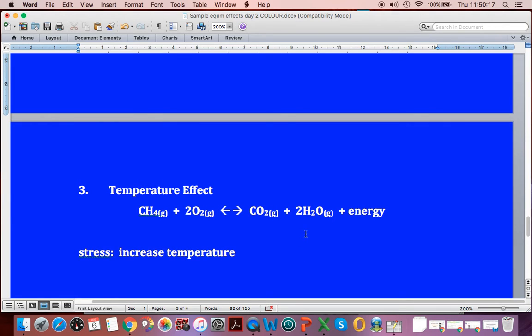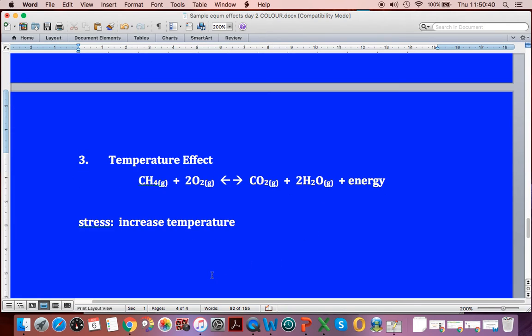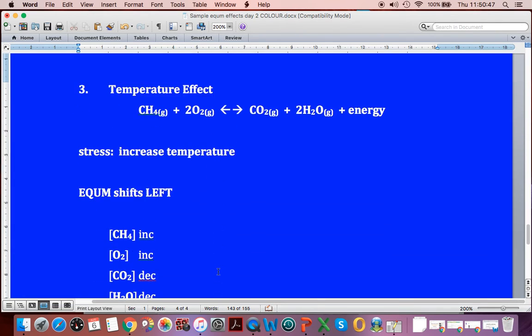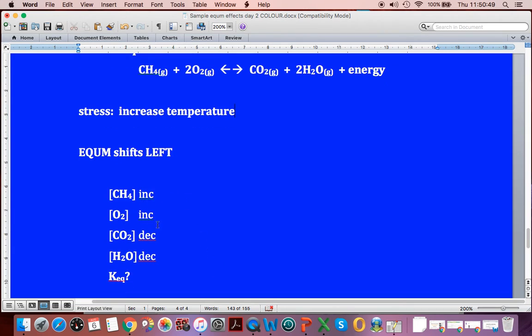Now we're looking at temperature effect, and this says, hey, we're increasing temperature. We can see the forward reaction is exothermic, and we know an increase in temperature favors endothermic. So this equilibrium is going to shift left. That means the CH4 and O2 will go up, and the CO2 and the H2O concentrations will go down. So hopefully it says something like that coming up. Whoa, there's our shifting left. And there's our reactants increasing and our products decreasing.